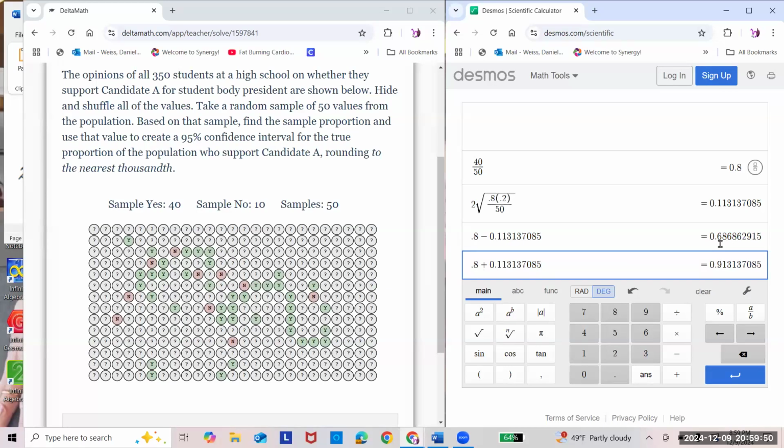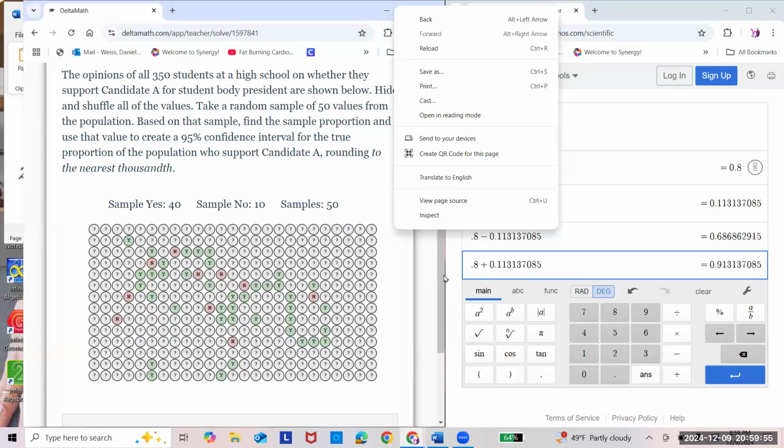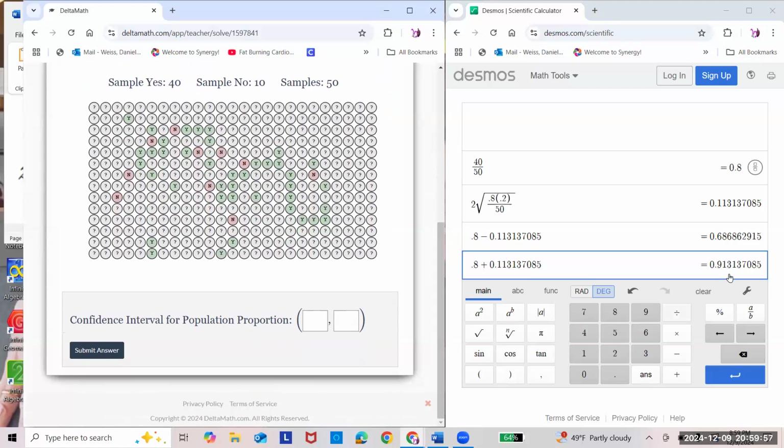And it said to the nearest thousandth. So, to the nearest thousandth, this is going to be 0.687, right? Because this 8 rounds up this 6 to a 7. So 0.687, and the upper number is going to be 0.913.